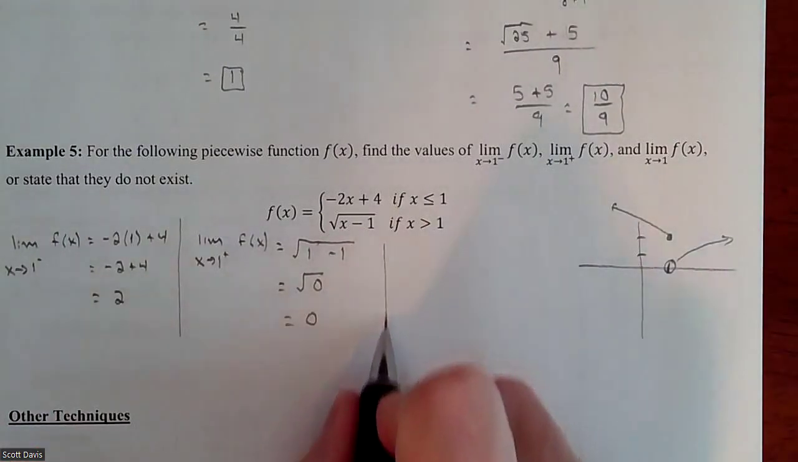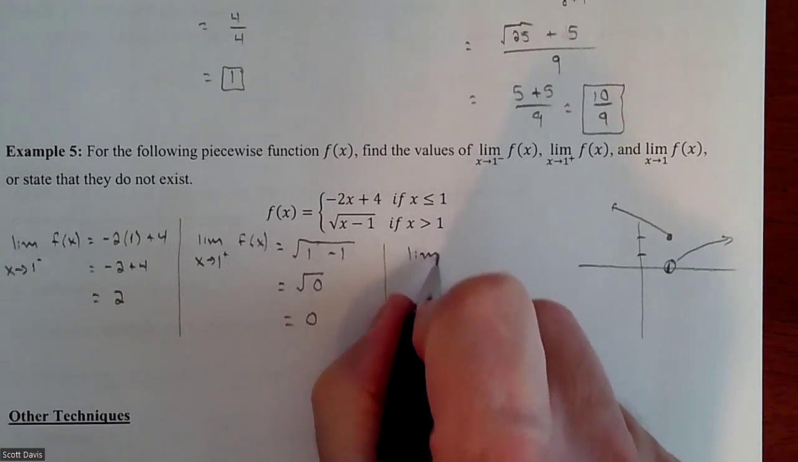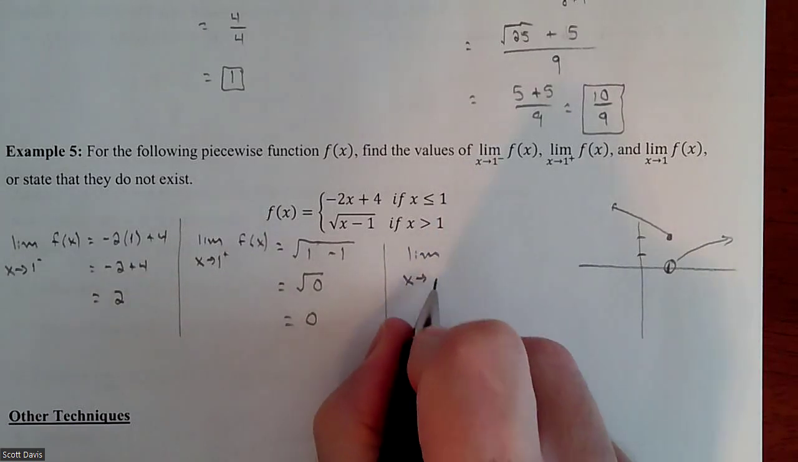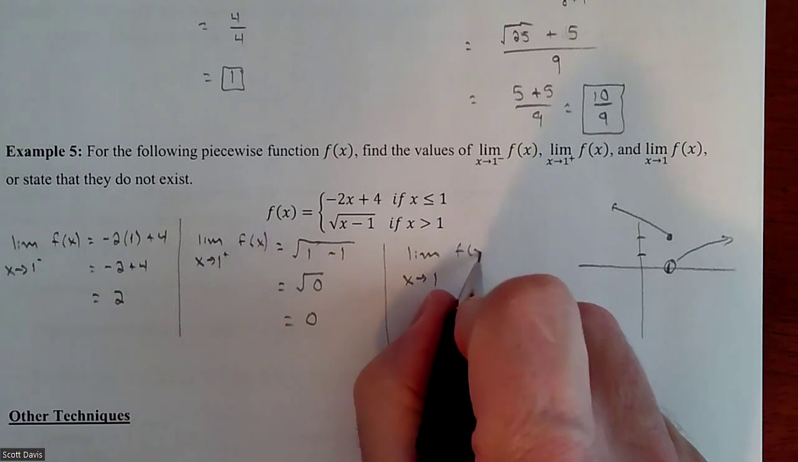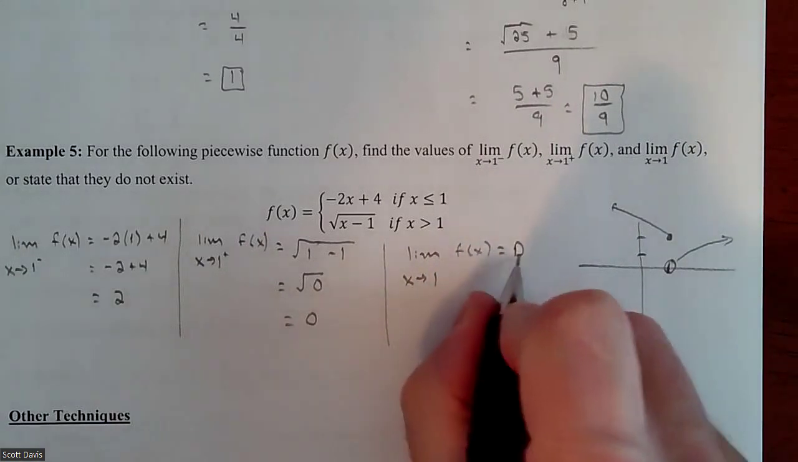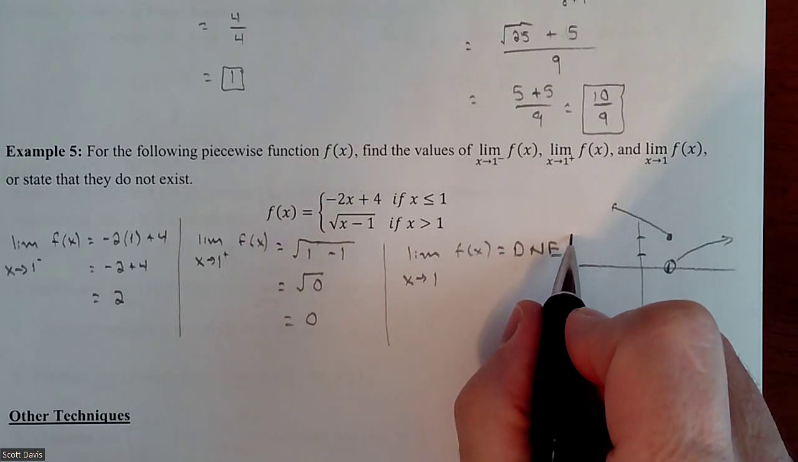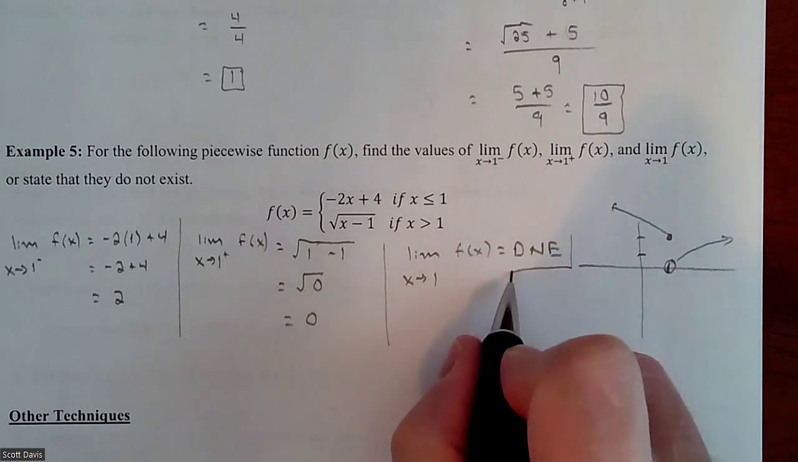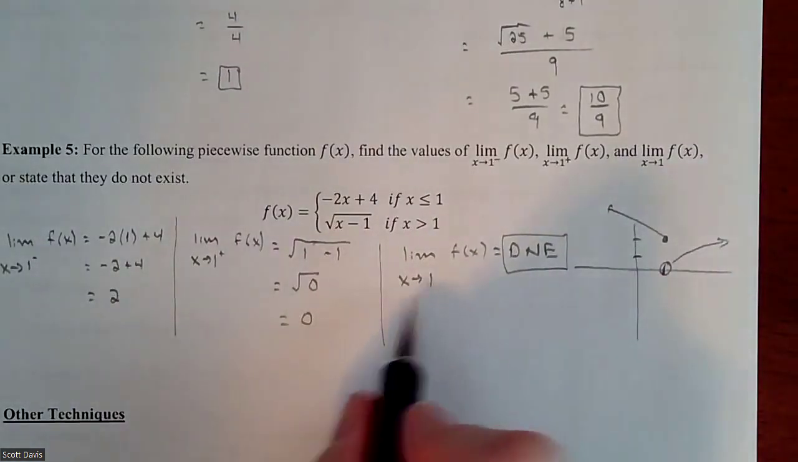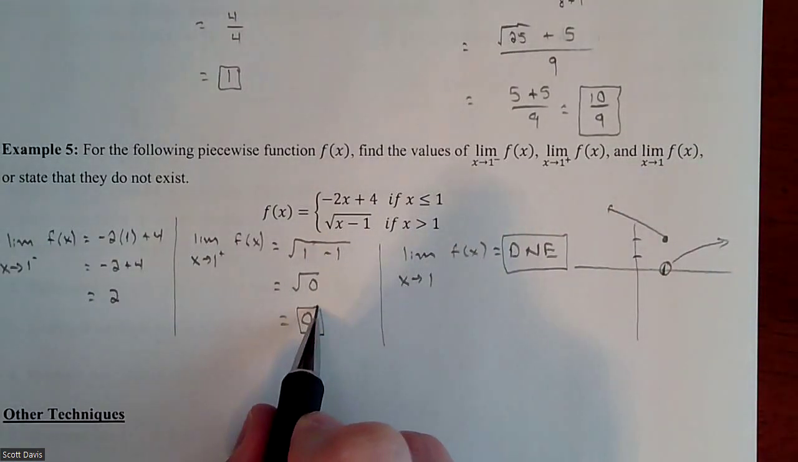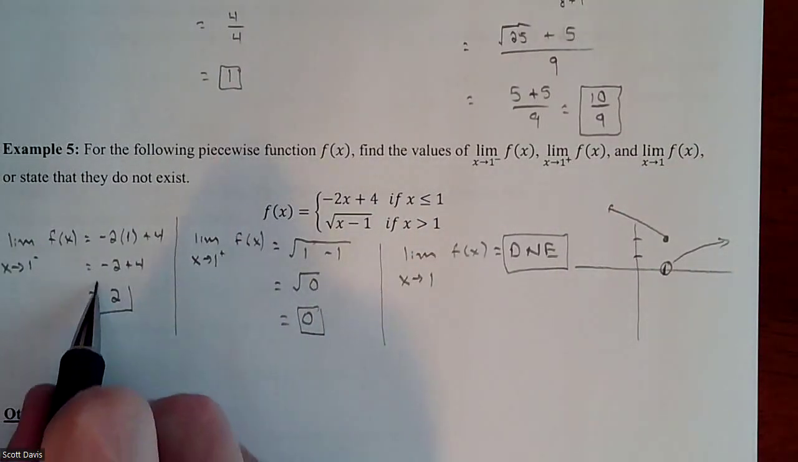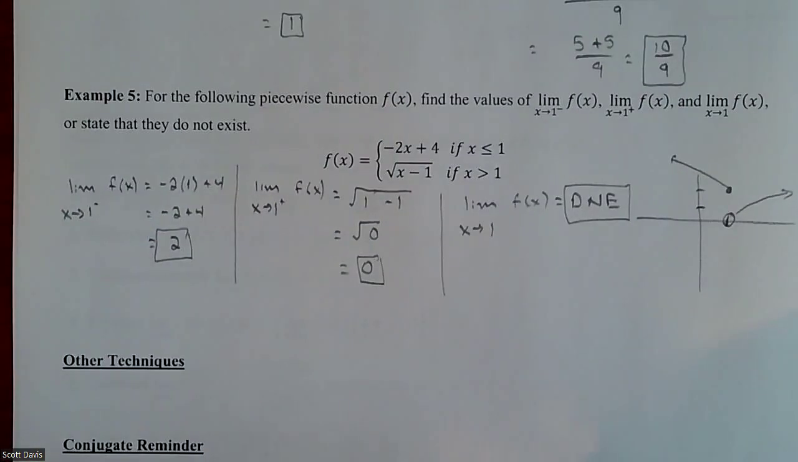So for our answer of what is the limit as x approaches 1, they don't line up. So it is does not exist. And that is our final answer. So we have the limit as x approaches 1, the limit as x approaches 1 from the right, and the limit as x approaches 1 from the left.